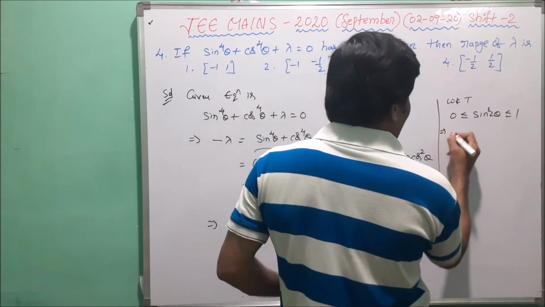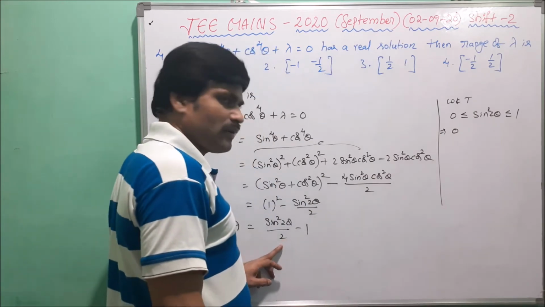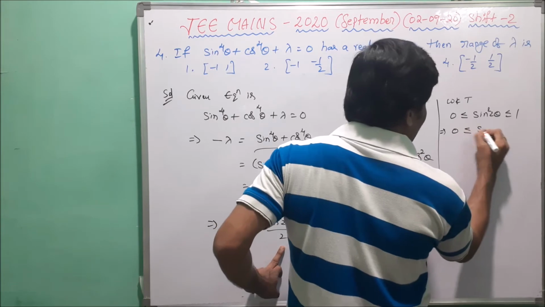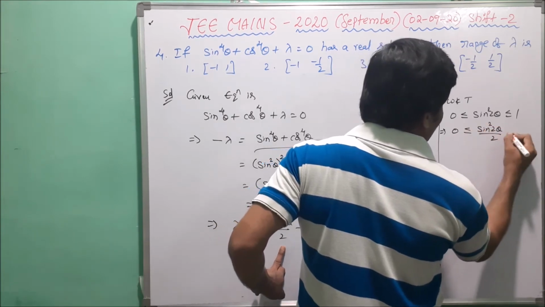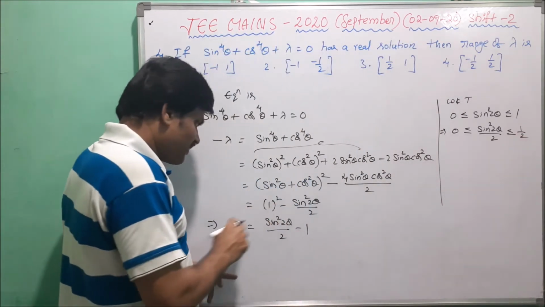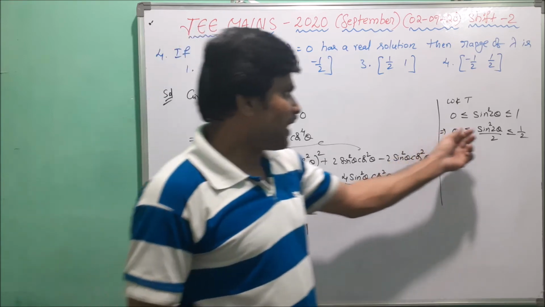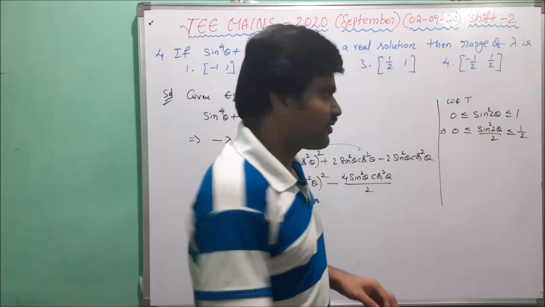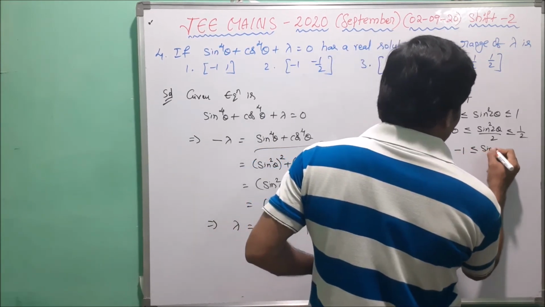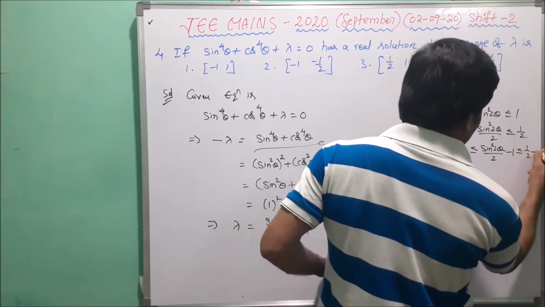Now in this we divide by 2. Here the total function is divided by 2. So 0 by 2, that is 0, less than or equal to sin square 2 theta by 2 less than or equal to 1 by 2. Now in the given function lambda equals sin square 2 theta by 2 minus 1. Here subtract 1 from all terms. Now it can be simplified that minus 1 less than or equal to sin square 2 theta by 2 minus 1 less than or equal to 1 by 2 minus 1.